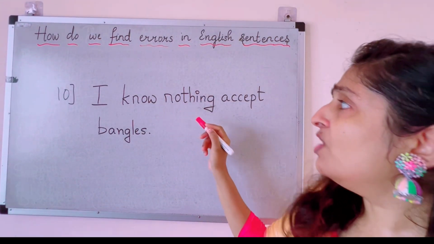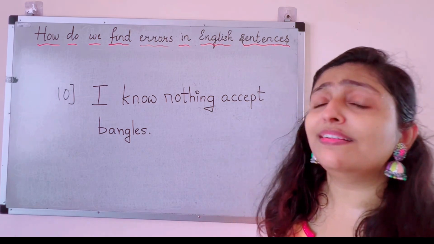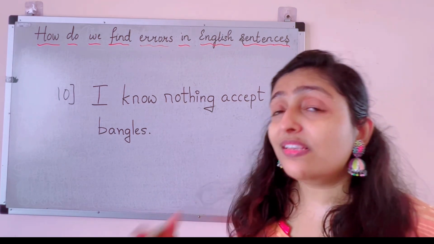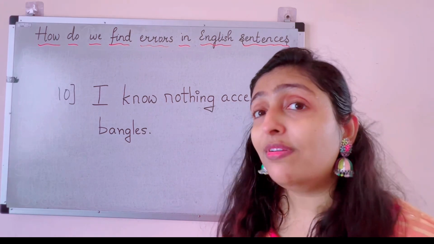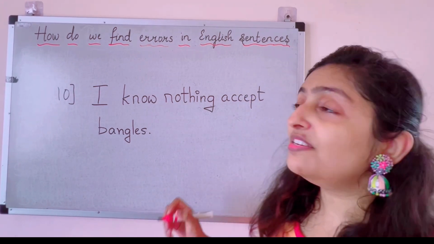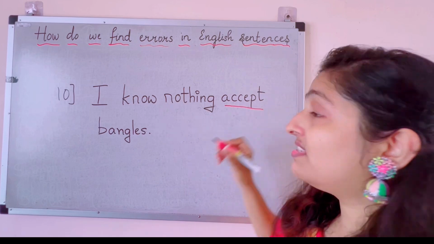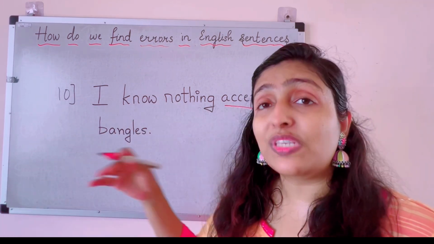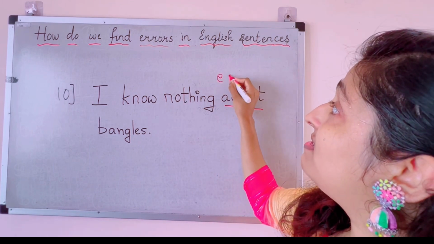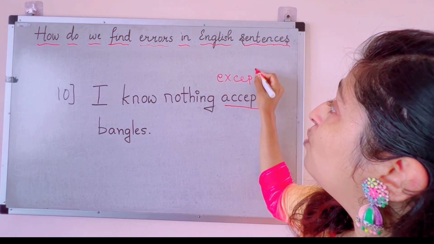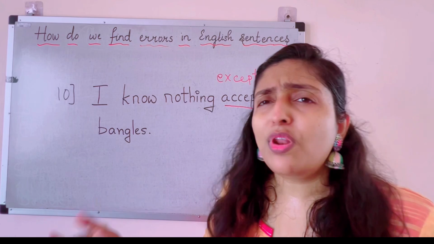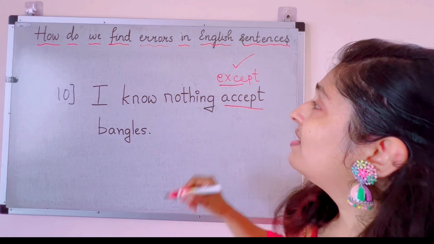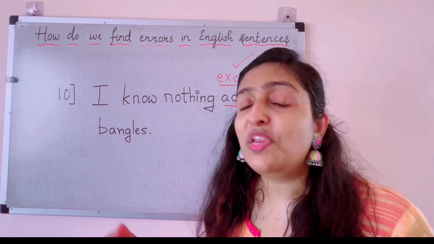Next is, I know nothing except bangles. There is a wrong homophone locked up in the sentence, and that is accept. Accept means to agree, to take, to receive. But except means exclude. I know nothing except bangles. This is the correct word. Other than bangles, I know nothing.